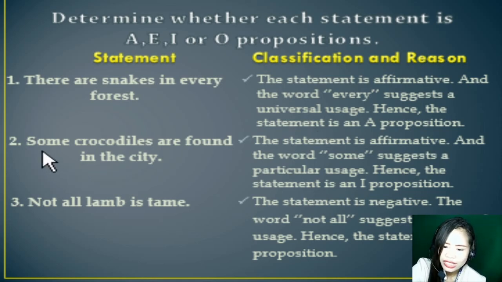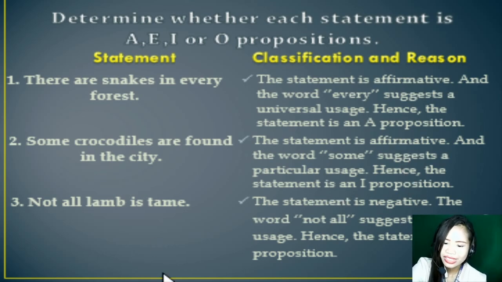How about the second statement? Some crocodiles are found in the city. Some, so you are talking of particular. The statement is still affirmative, and you are talking of some, so it's particular. Particular affirmative proposition, that is I proposition.